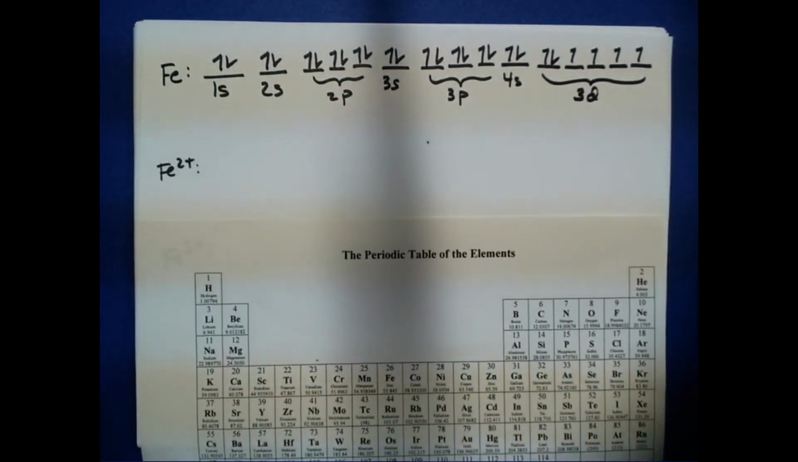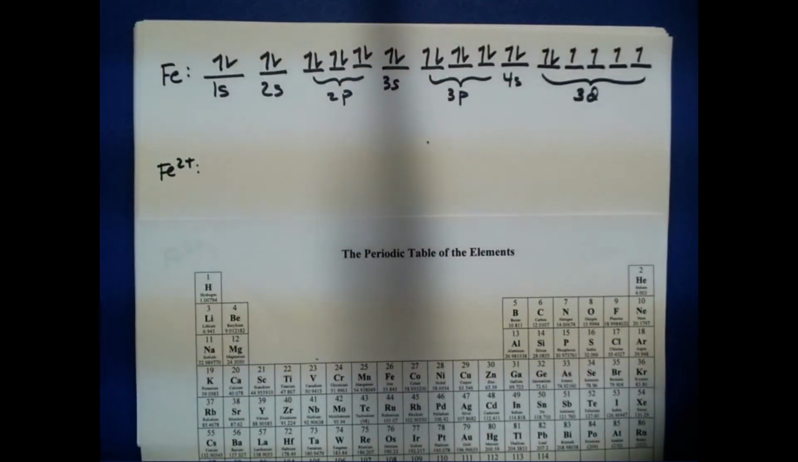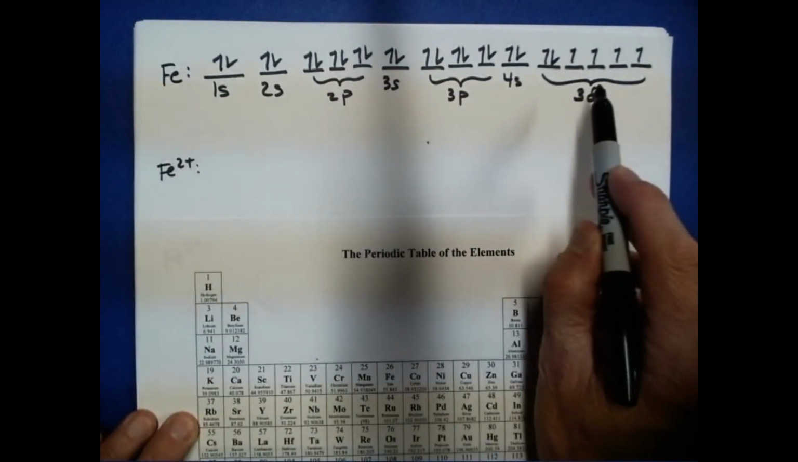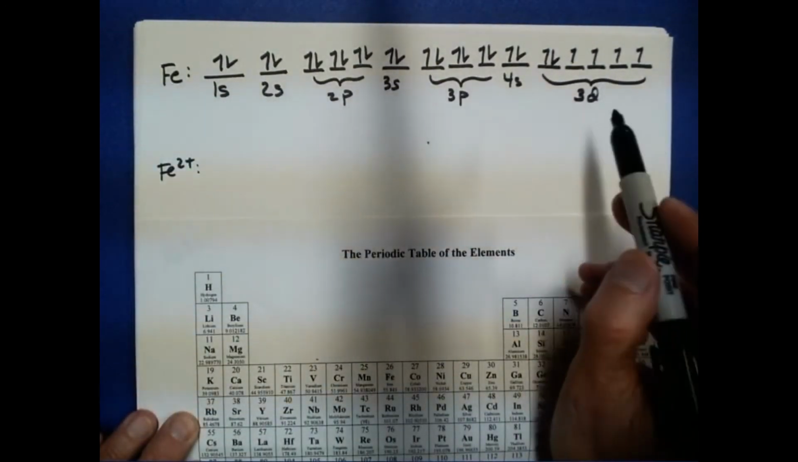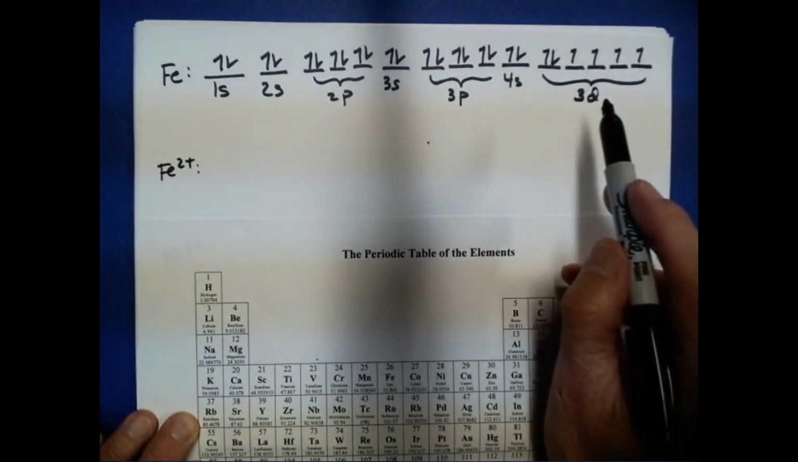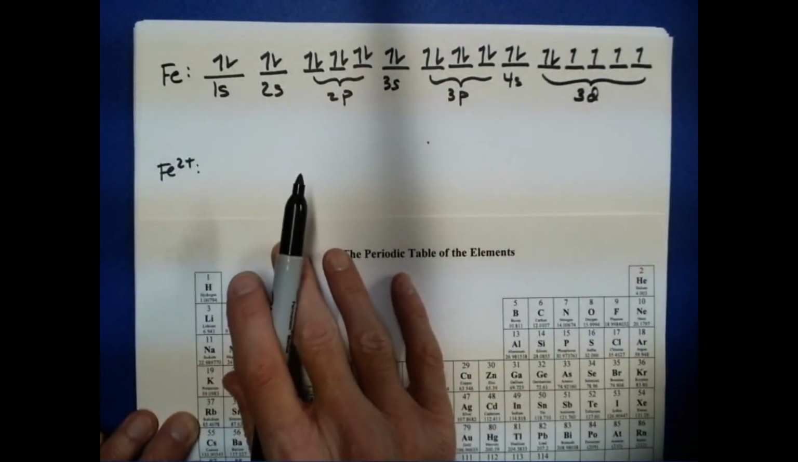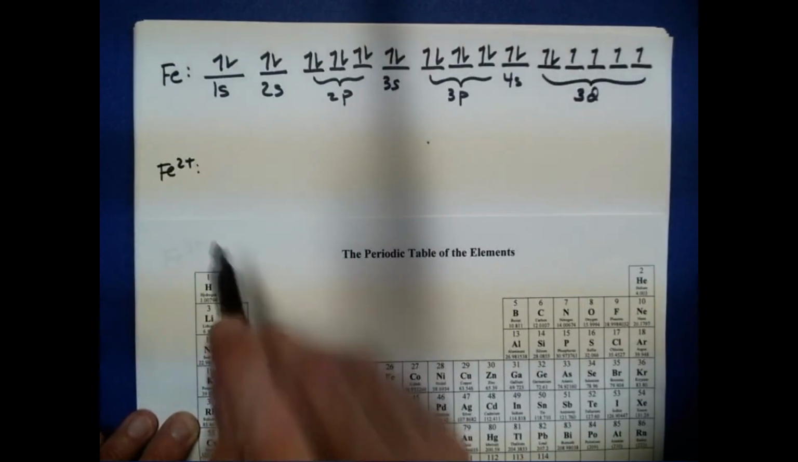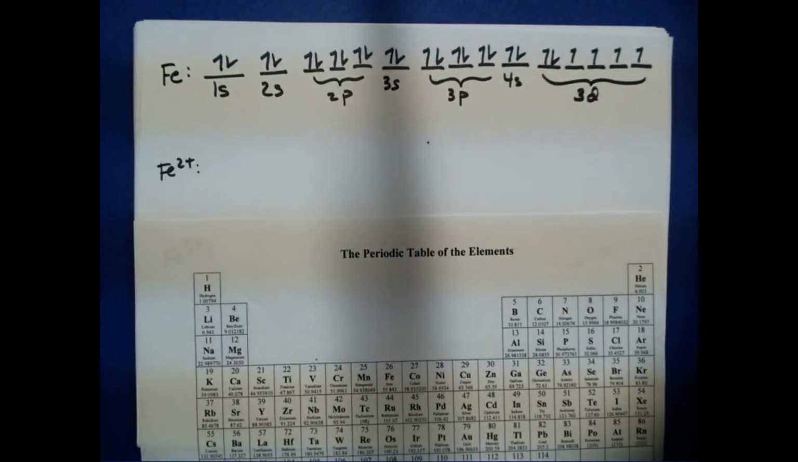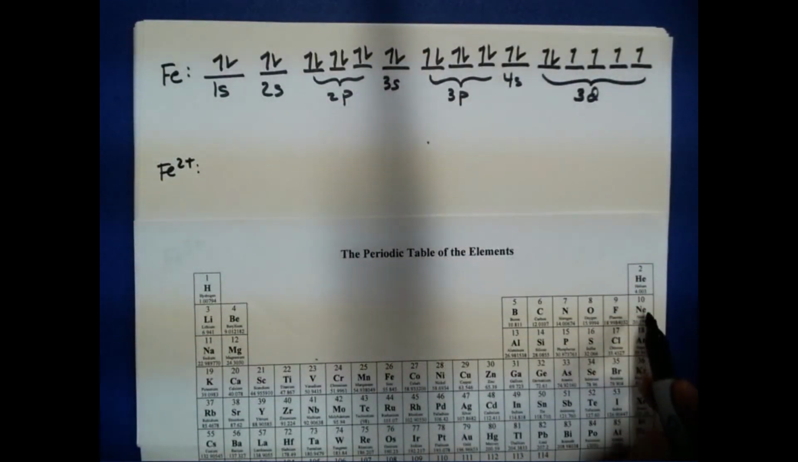Now we're going to do iron 2 plus. Now, I'm not going to write this out all over again because we know how to do this. I'm going to use the noble gas shortcut. So I'm going to take all the core electrons and I'm going to bracket them in the nearest noble gas's electronic configuration. If we look at iron, the nearest previous noble gas, we go back here to argon, and that would be all the way through the 3p subshell filled.